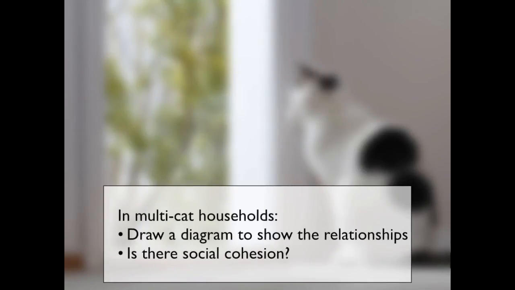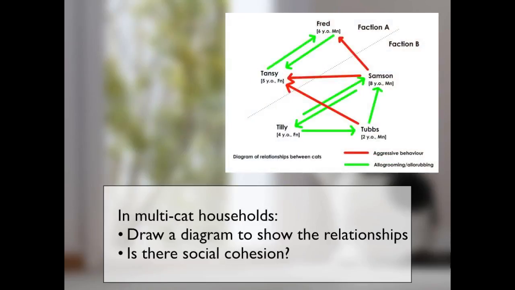And the next thing we want to do, if we're dealing with a multi-cat household, is to get information about the social relationships between the resident cats, to find out whether there is social cohesion within the total population of cats in the household. And what we usually do is get owners to help us complete this diagram. So we write down all of the names of the cats in a circle, and then we join those cats using coloured arrows to indicate grooming and rubbing behaviours and aggressive behaviours.